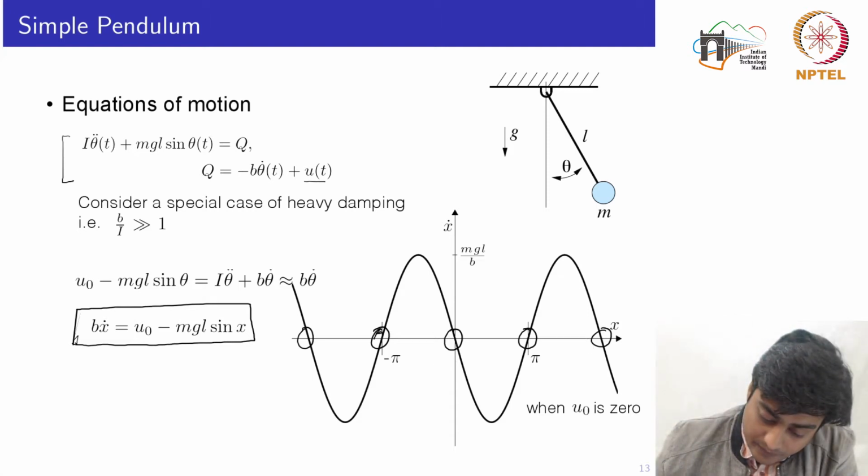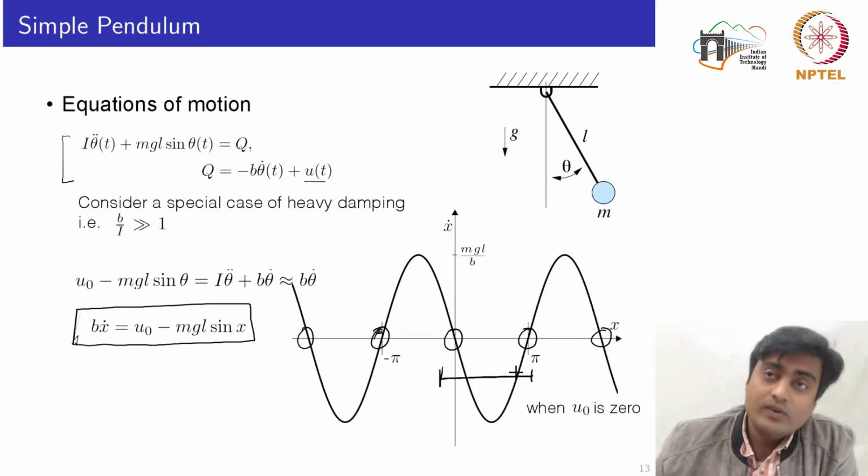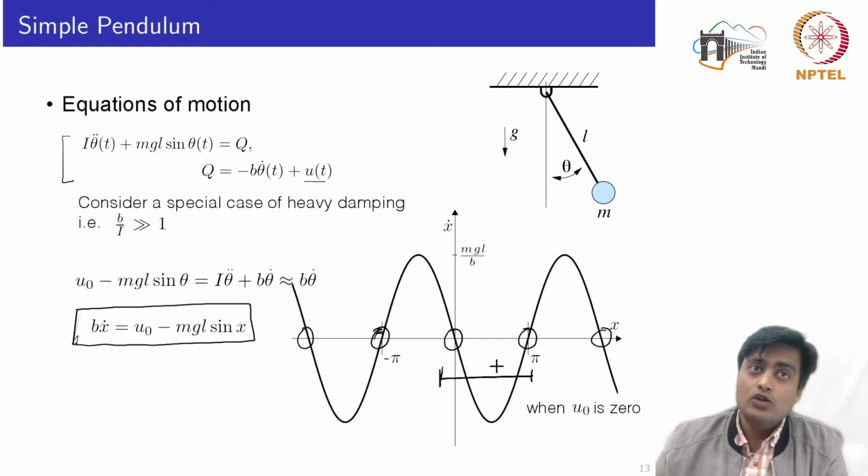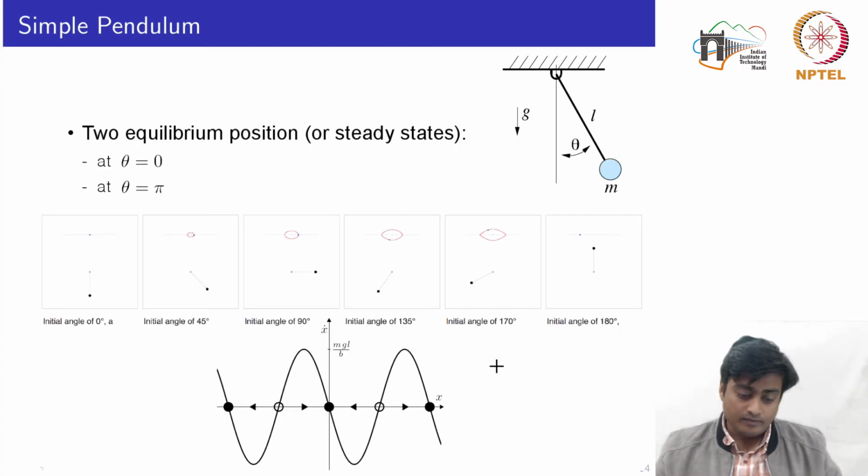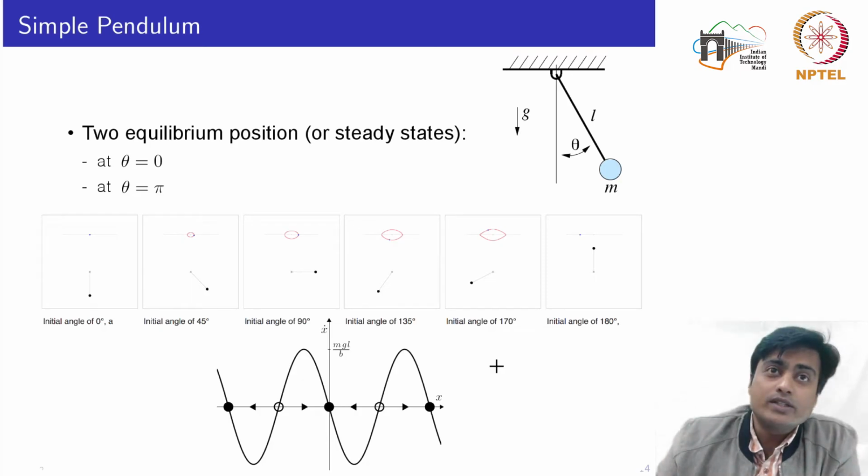Let's say we want to limit our time interval within which we want to do the analysis, let's say it is given by 0 to pi. So in this interval we have two equilibrium points, theta is equal to 0 and theta is equal to pi.